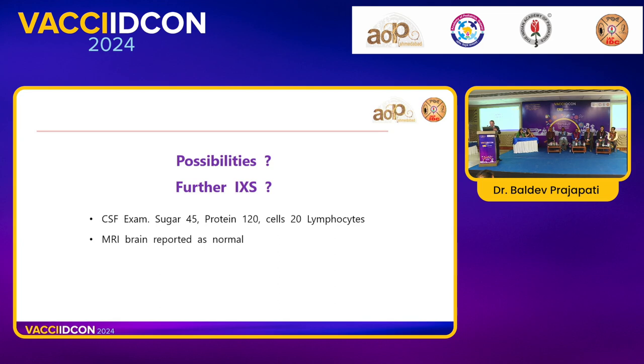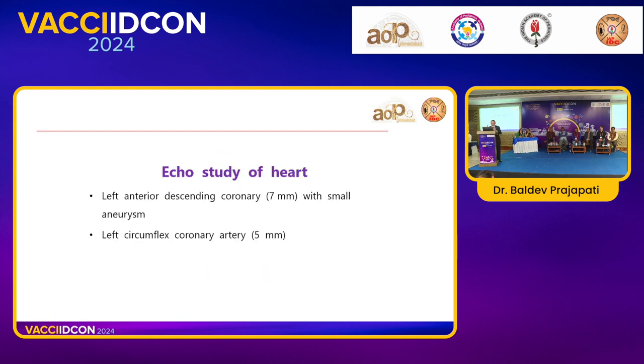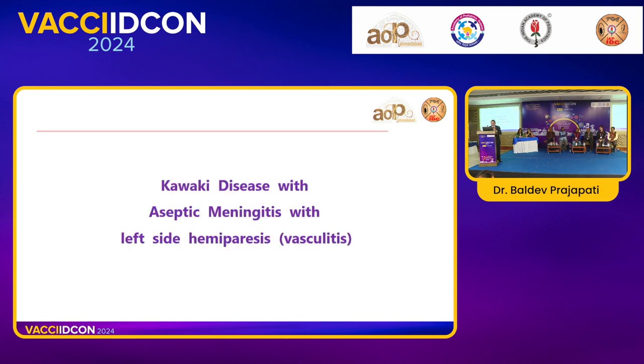Ultrasound of the neck was done. I already told you that lymphadenopathy was there. Anybody from the house? Just comment. Non-exudative, sir. Okay, sir, let me go, because you order, Dr. Shyam, I can't say no. Echo was done, and there was coronary dilatation, and even the left coronary circumflex branch was involved. And that was a case of Kawasaki disease with aseptic meningitis and even left side hemiparesis due to vasculitis.